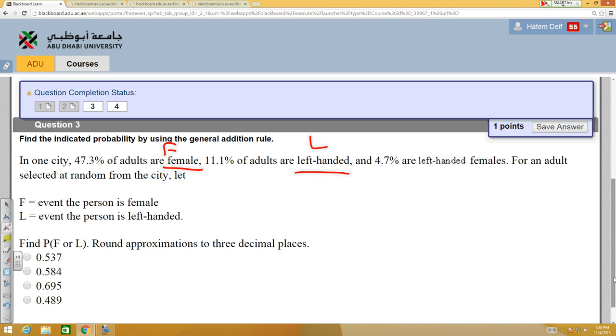Some people get confused when they see that. And now we said 4.7% are left-handed female. So that's both at the same time, and so that's L and F. When you read that, you should analyze the question carefully. So in this case, what does he want? He's giving me the probability of F, the probability of L, and the probability of L and F. So he is actually looking for the probability of F or L, and I just wrote a rule now that gives you this.